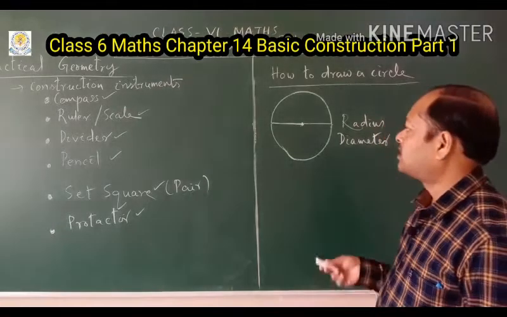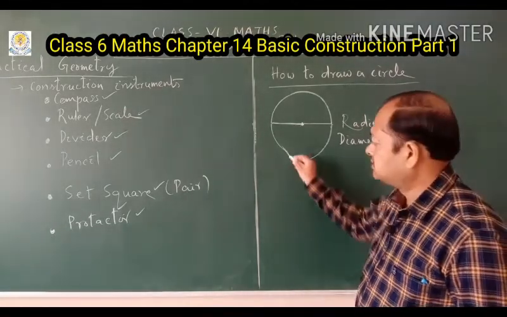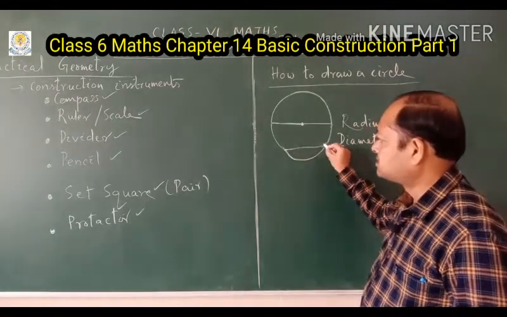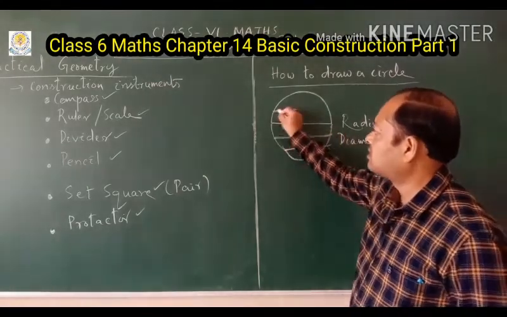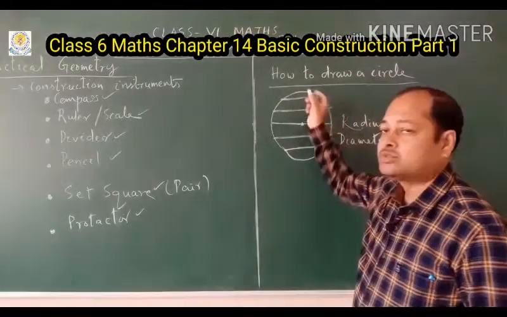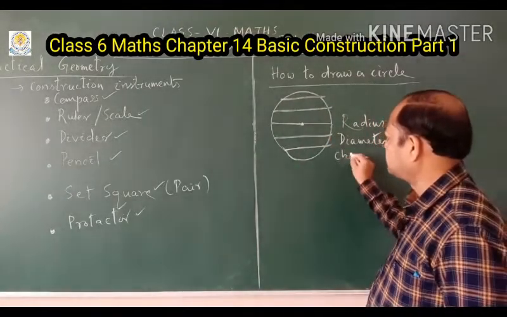Now next, what is a chord? The line joining two points on a circle is called a chord. All these are chords. A line joining two points of the circle is called a chord.